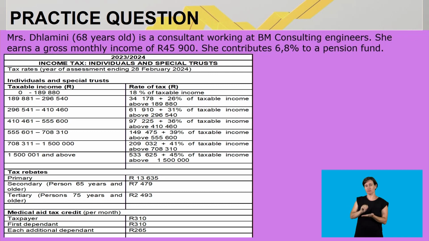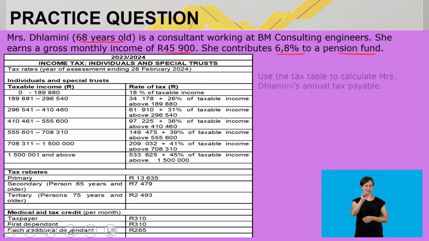Now let's look at what is important here. Her age, definitely, 68 years old. Her monthly income, gross income of 45,900 Rand. Then also she contributes 6.8% to a pension fund. Then there's our tax table, and I'm sure you guys are familiar with that. Now let's look at our first question.